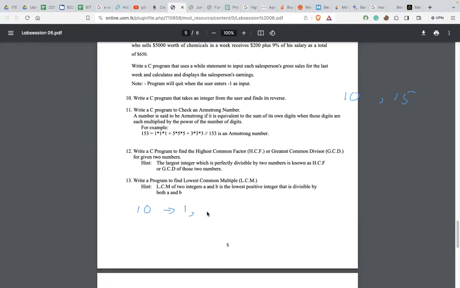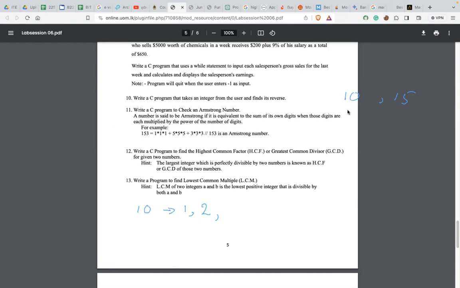The next one, 2. Can the 10 be perfectly divisible by 2? Yes or no? Yes, it can be divisible by 2. So we can put 2. 2 is a factor of 10. Let's take 3. Can the 10 divide by 3? No, it is not perfectly divisible. Therefore 3 is not a factor. Then 4 also not a factor. 10 cannot be perfectly divisible by 4.